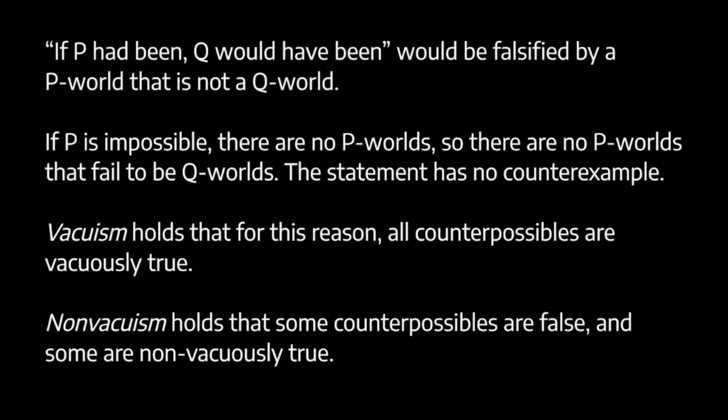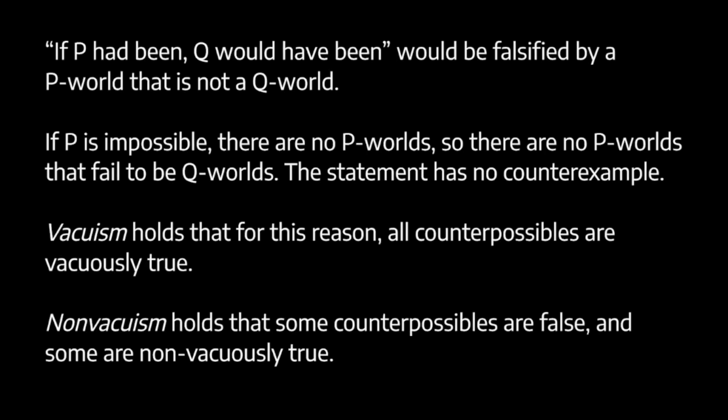Where P is impossible, all statements of the form, if P had been, Q would have been, are just trivially true. By contrast, non-vacuists hold that some counterpossibles are true and some counterpossibles are false, and of the counterpossibles that are true, some are non-vacuously true. So, according to the non-vacuist, there are some counterpossibles that are non-trivial.